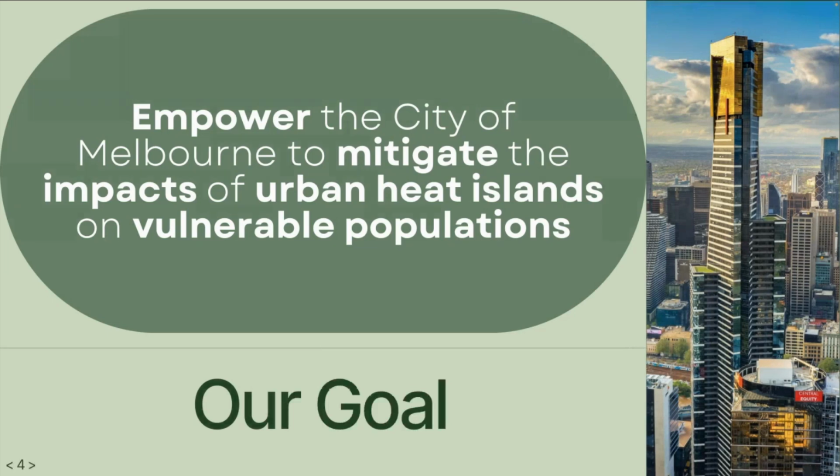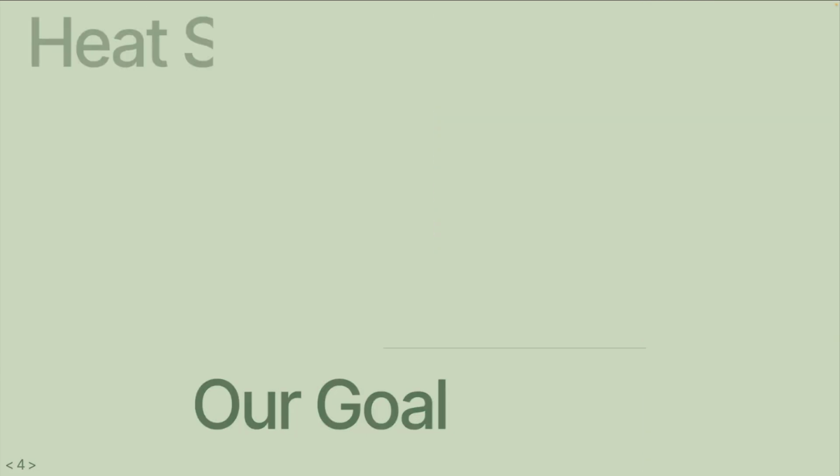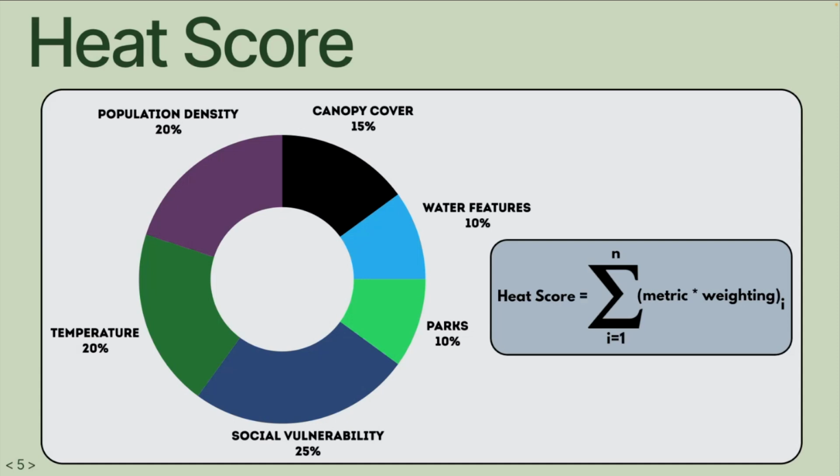By understanding the issue behind our project, we hope to empower the City of Melbourne to mitigate the impact of urban heat islands on vulnerable populations. In order to do this, we developed the heat score, which is a weighted equation we created to analyze the intensity of different hotspots to prioritize areas of intervention for the City of Melbourne. This is our subjective weighting scale that we use for our heat maps.